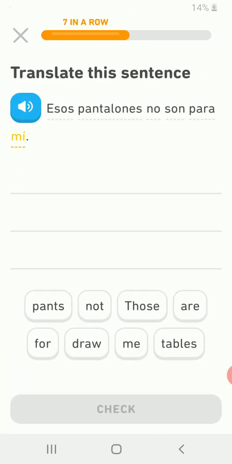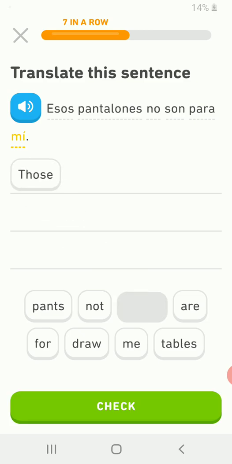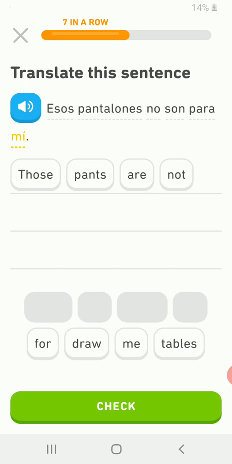Esos pantalones no son para mí. Esos pantalones, those pants, are not for me. And we have seen esos. It's the plural of that. It's those trousers, or pants in American English. No son para mí, or not for me.